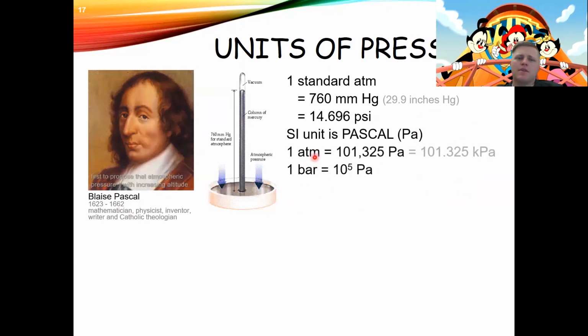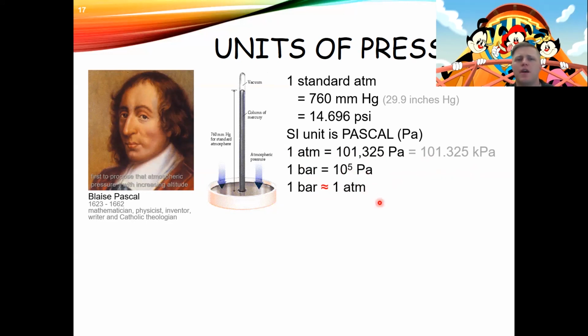And 1 atmosphere is equal to 101,325 pascals. So the Pascal almost seems like just some random number. We'll often also use kilopascals, because that's just 101 kilopascals per atmosphere. But the Pascal is not a very useful unit of pressure. Sometimes we'll use the bar, which is exactly 10 to the 5th pascals. So you'll notice 1 atmosphere is 1.01325 times 10 to the 5th pascals. So an atmosphere and a bar are actually very close together.